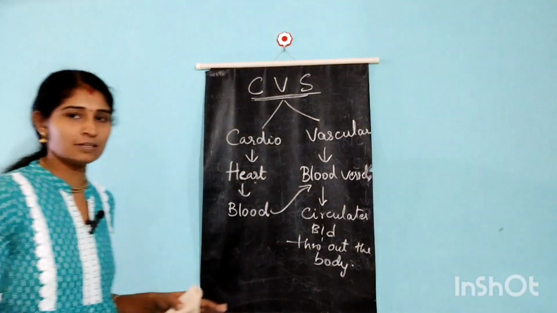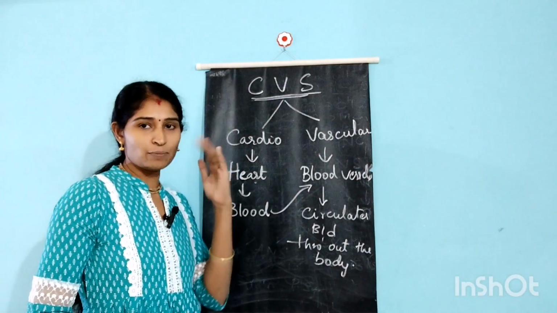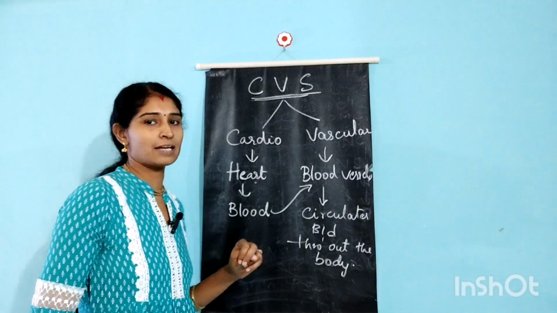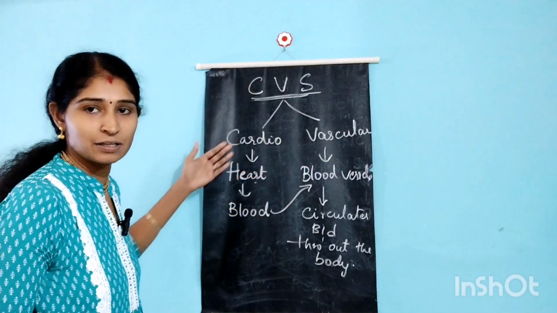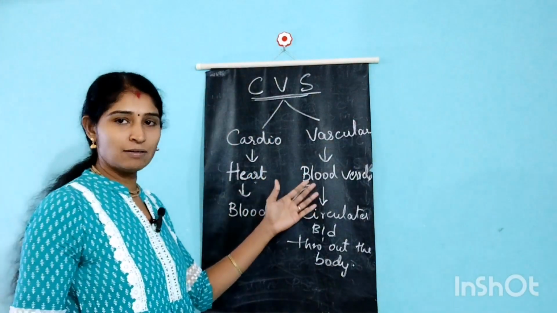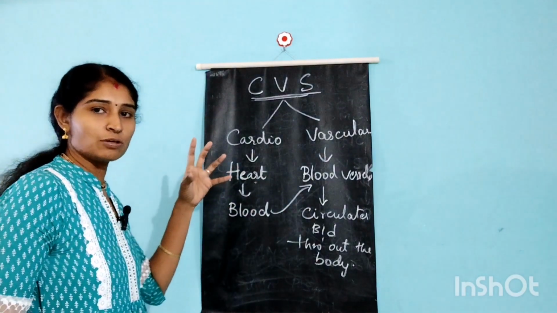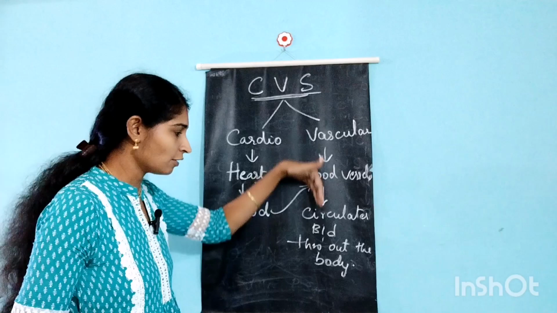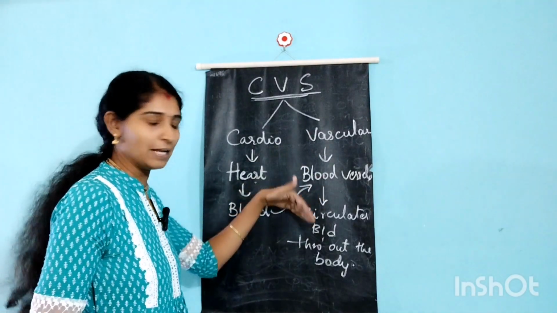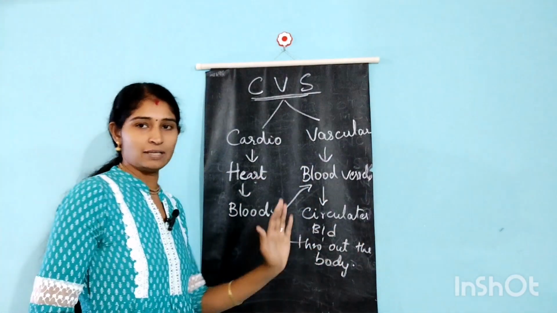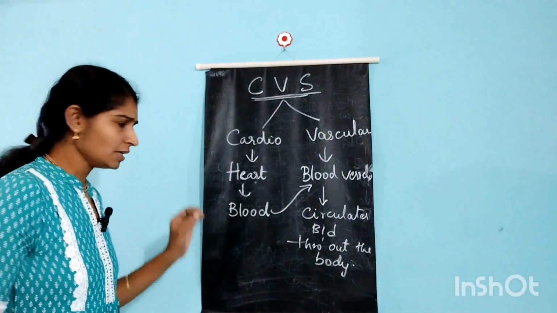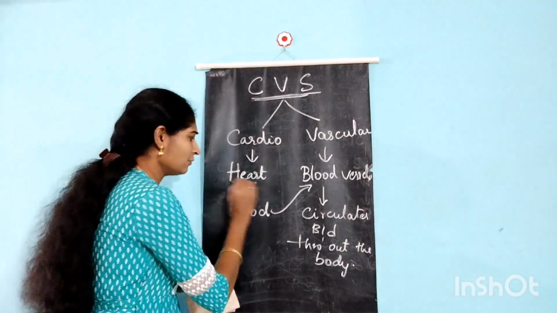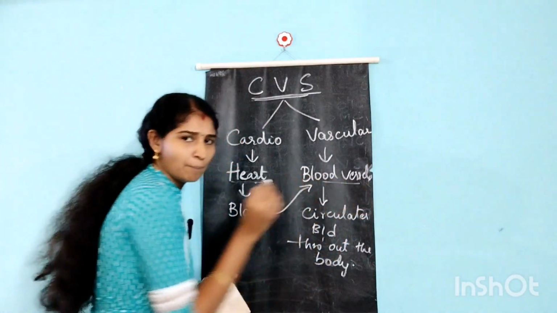Is this clear? Whenever you hear the name cardiovascular system, two things come into action: cardio and vascular. Cardio is the heart, vascular is the blood vessel. Heart is the organ which is going to pump the blood into the blood vessels, and blood vessels carry or circulate the blood throughout the body. Is this clear?